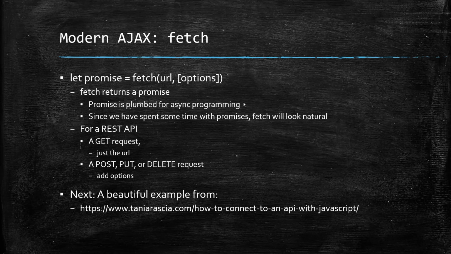For a REST API, a GET request is just the URL. That's equivalent to what the browser does. But if you need a post, put, or delete request, you need to add the optional options to the URL, what's in brackets above. And that will be a JavaScript object, very flexible, and we'll get into that in some examples. So we're going to see a beautiful example from a tutorial site from, I think, Tania Rascia, who is the writer of this, and we're going to look at her example next.